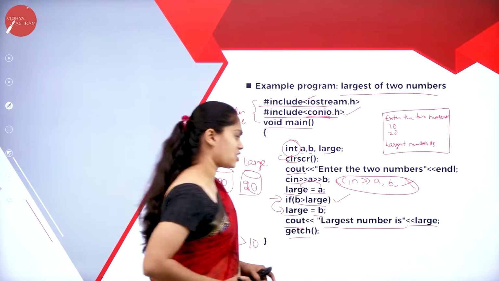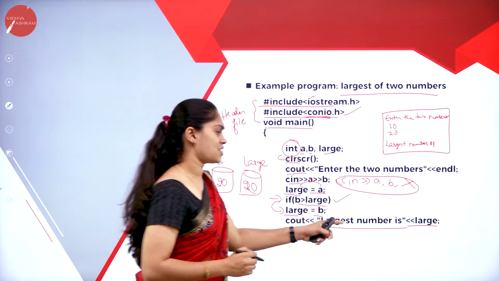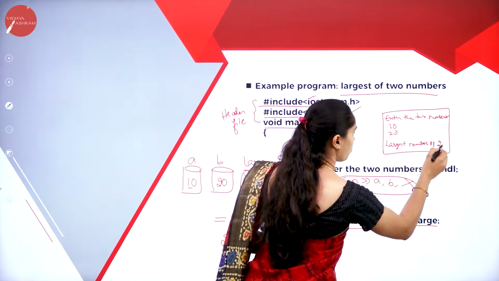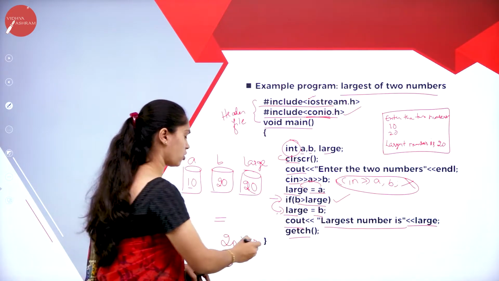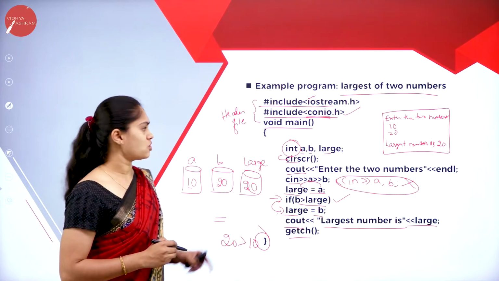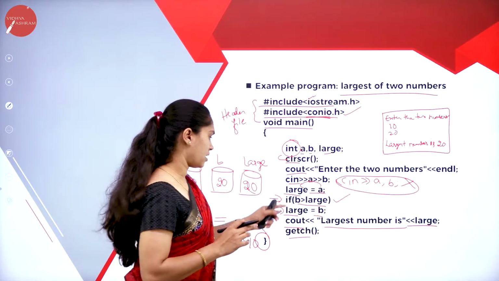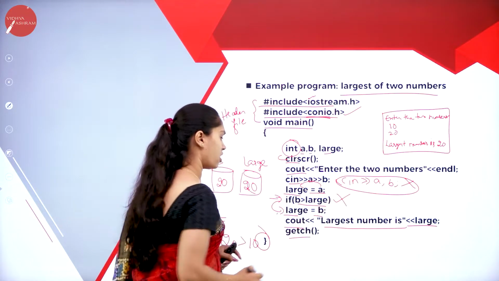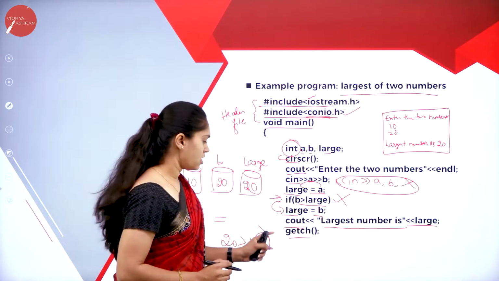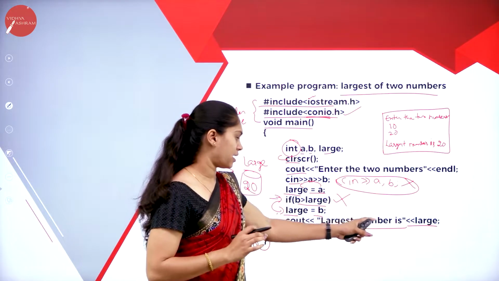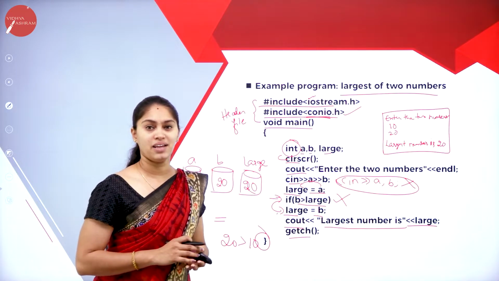What is the value of large right now? The value of large is 20. So on the output screen, the largest number is 20. That is what it is going to give. So getch, and we are going to close the main function. So this is a simple program in order to understand the concept of the if statement. If this condition becomes false, then we are not going to initialize B as the larger one. Then we are going to display the largest number as A itself. So that is the scenario of this simple if statement.